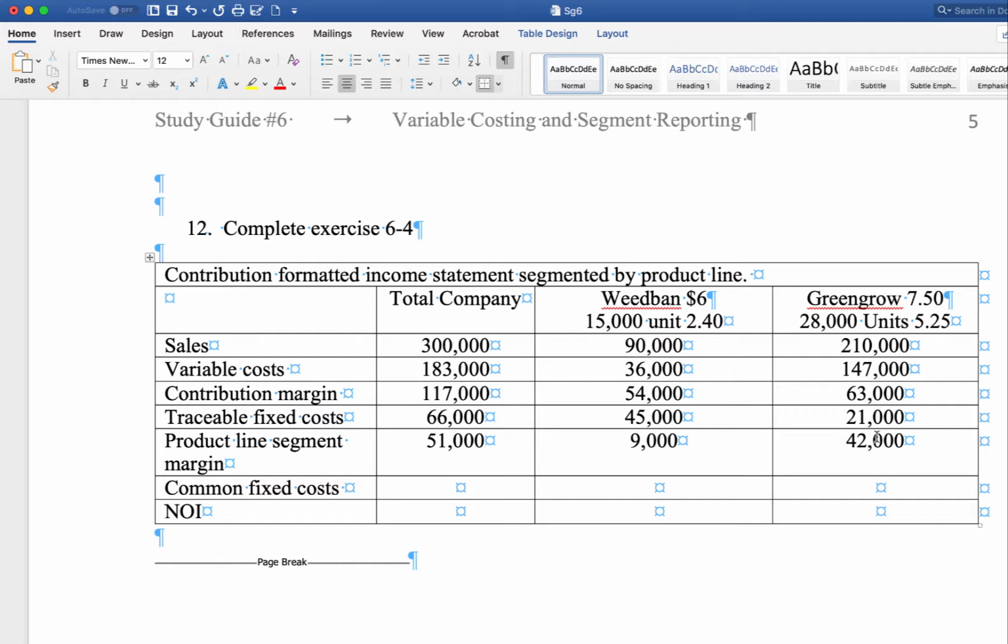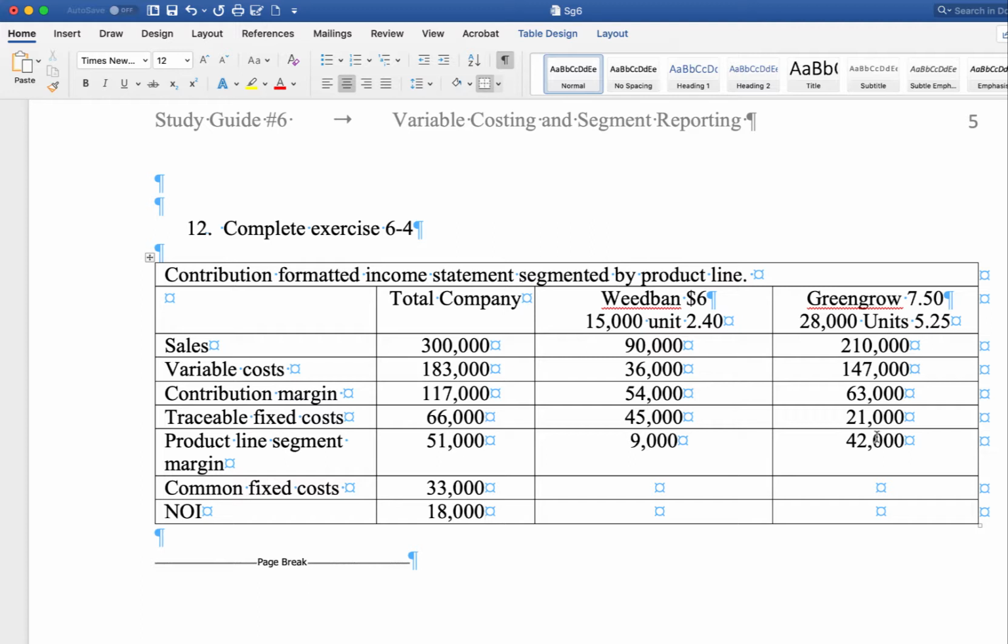Now we factor in our fixed costs. Well, they tell us that the common fixed costs that we cannot trace are $33,000. So from the company total, we're going to subtract out our $33,000, and we're going to come up with the company-wide net operating income, which is $18,000.